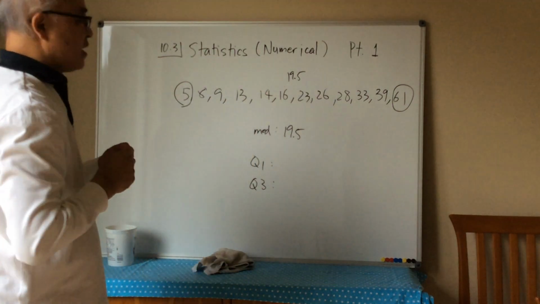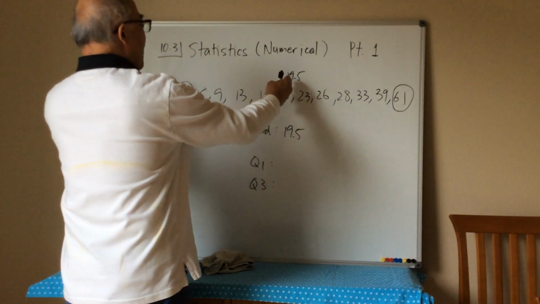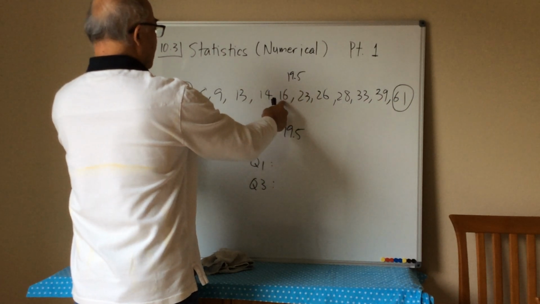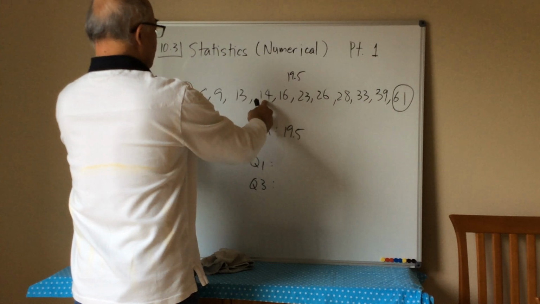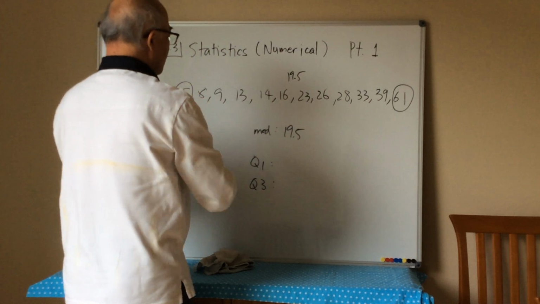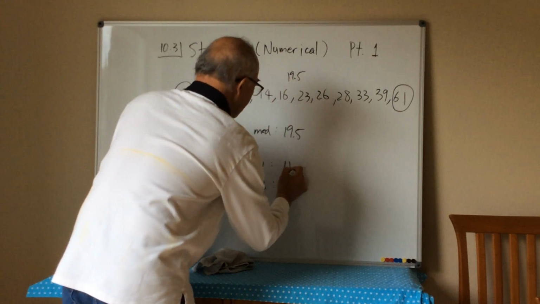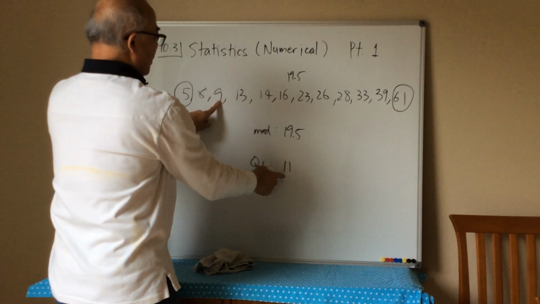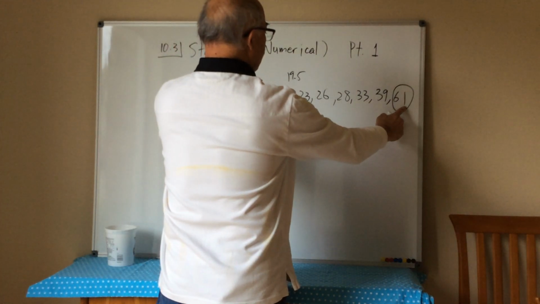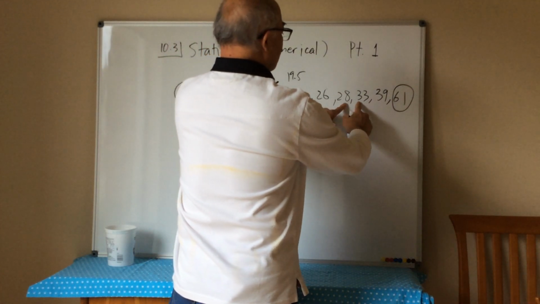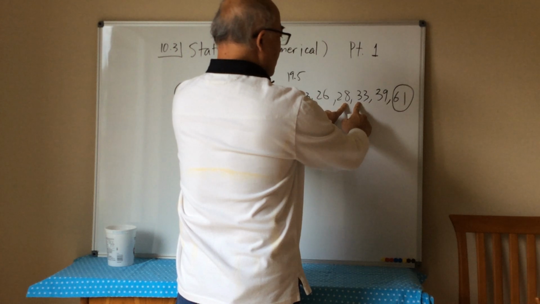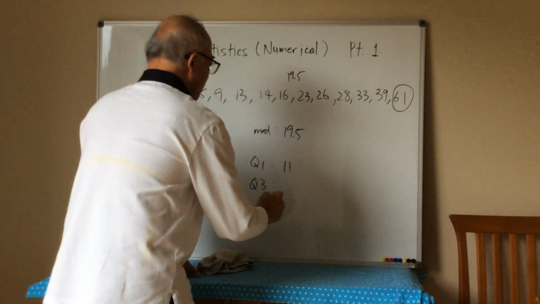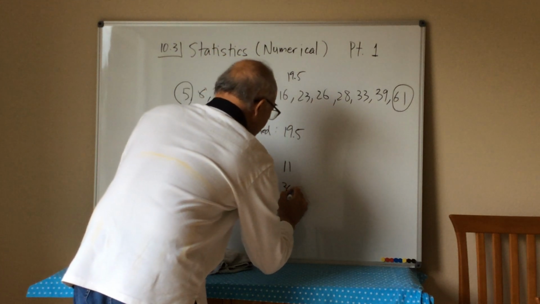Q1 is the median of the bottom half, right? So you're going to go from here to here to here, and you go in between here. So the median is between 9 and 13, so 9 plus 13 divided by 2 is 11, right? Then over here, you go in between 28 and 33. So you're going to have 61 divided by 2, so it's going to be 30.5.